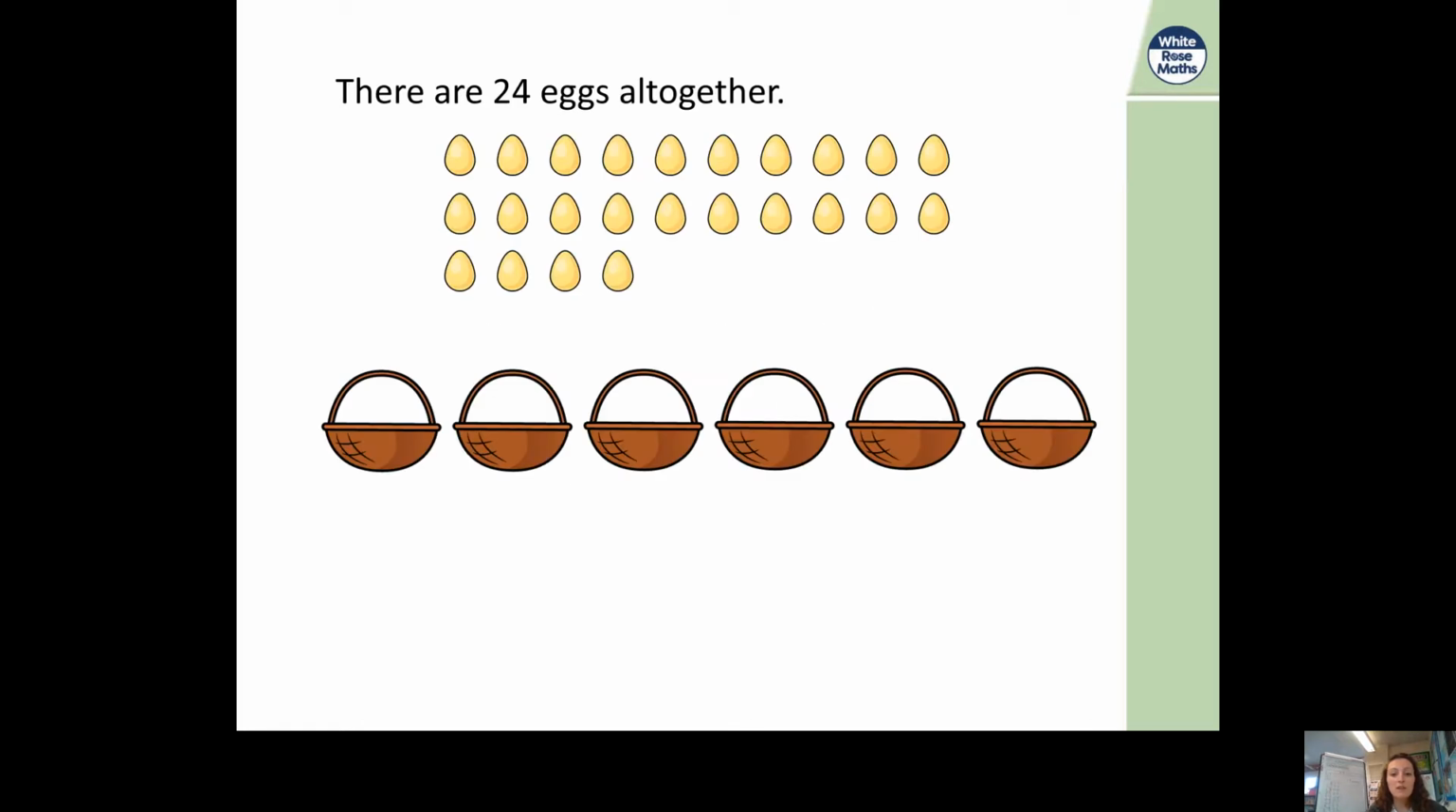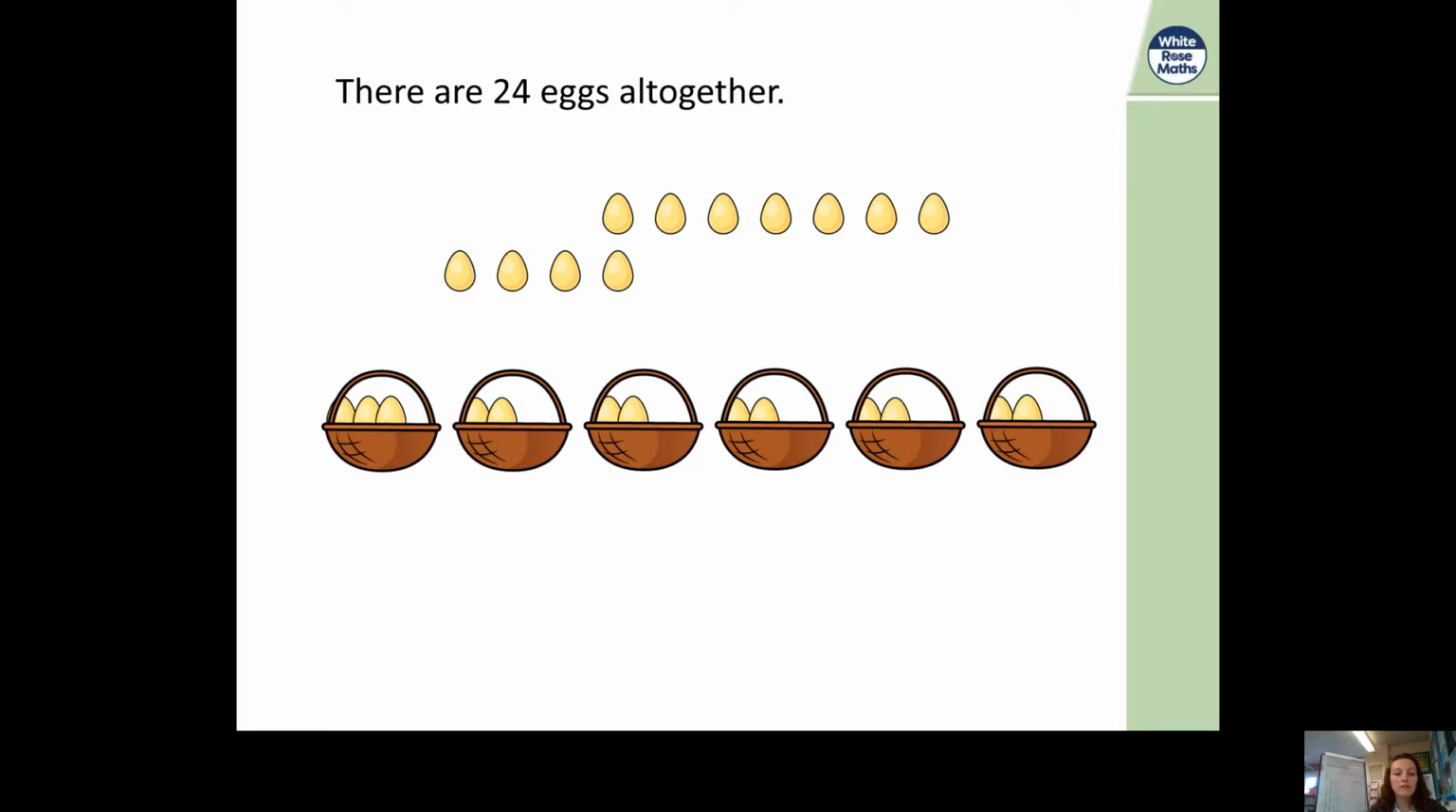Okay, here we have 24 eggs altogether. Now we're going to share those eggs between the 1, 2, 3, 4, 5, 6 baskets. First we share them out by putting 1 in each basket. And then we're going to put 2 in each basket. So we're sharing them equally. With division, we always share equally.